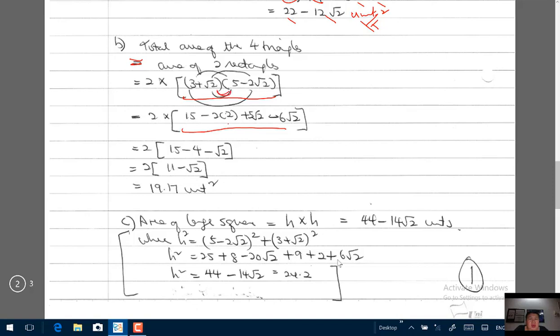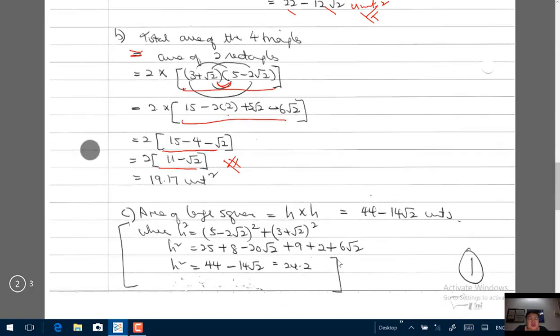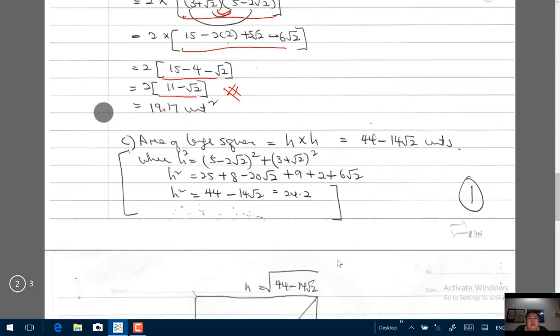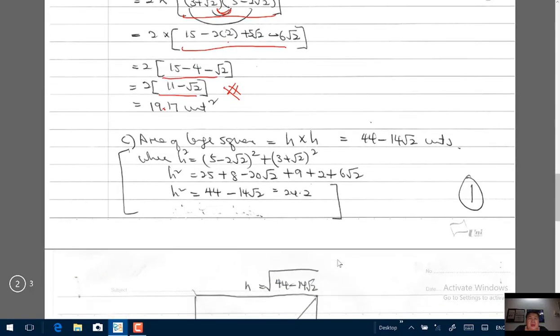When you simplify it, you have 15 minus 4 minus root 2, times 2. So the answer, inside here, is 11 minus root 2 multiplied by 2. If they say exact value, it will be 2 bracket 11 minus root 2 unit square. If you can change it into decimals, 19.17 unit square. Okay, do read your textbook for instructions carefully.